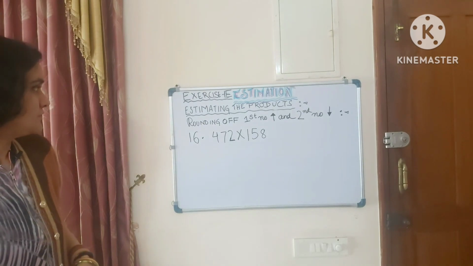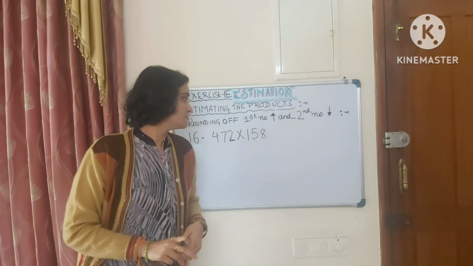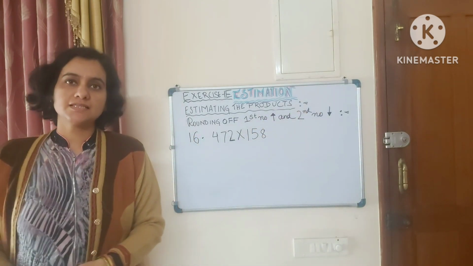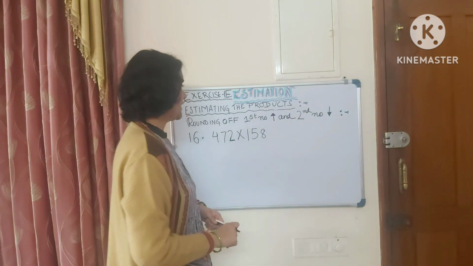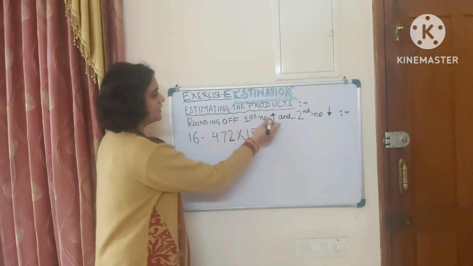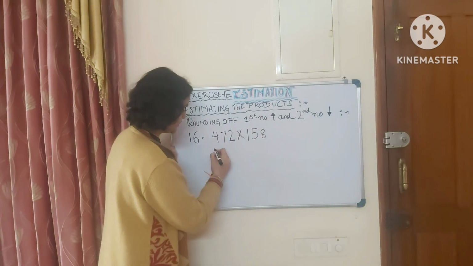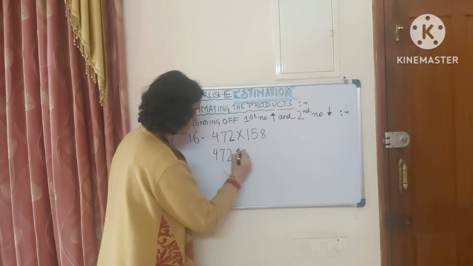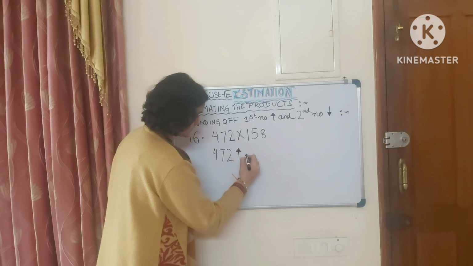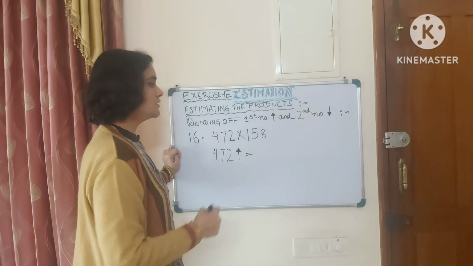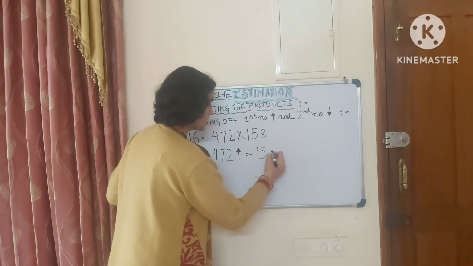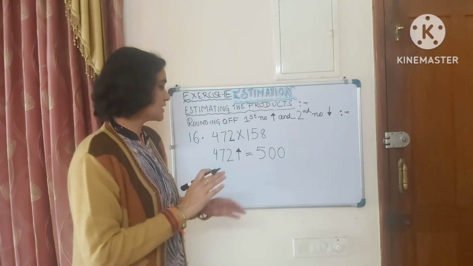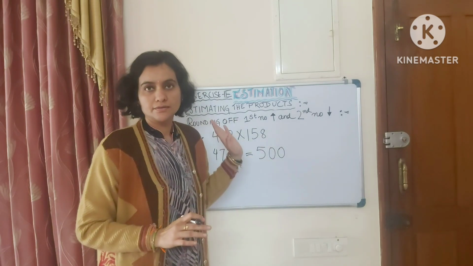Now we will move to a question where it is asking us to round off the first number upwards and the second number downwards. That means it is asking us neither to round off to the nearest 100, tens or thousands. The first number we need to round off upwards, the first term is 472. We have to round it off upwards. If we round it off upwards, what will it become? 472, obviously 500. If I round 472 upward, without looking at any of the digits, I can say 500.